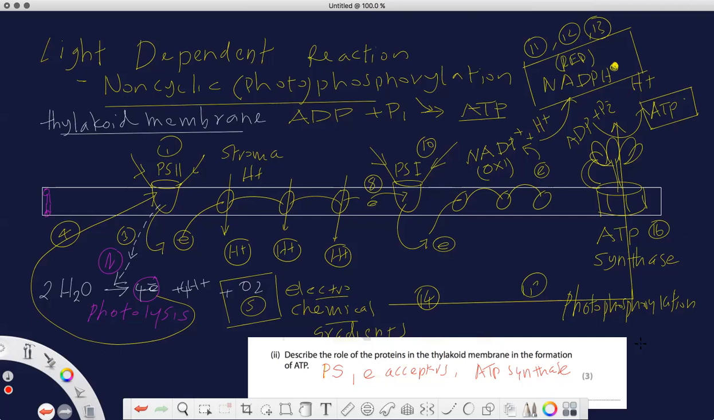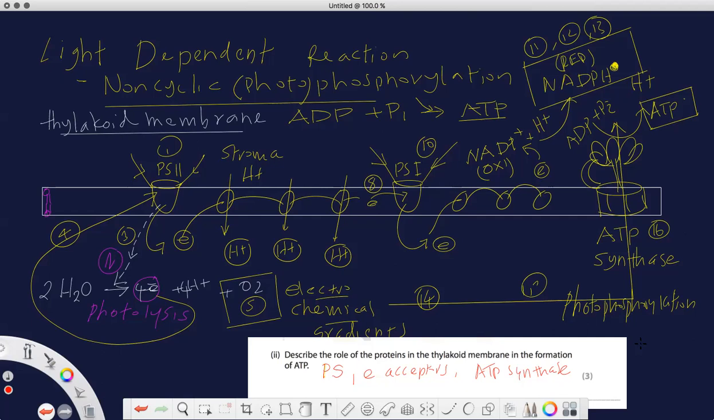Then the third one is the ATP synthase complex. The hydrogen ions create a gradient, then the hydrogen ions move back through the ATP synthase complex to produce ATP. This process is photophosphorylation. You just briefly summarize the role of photosystem, the role of electron acceptor proteins, and the role of ATP synthase complex.